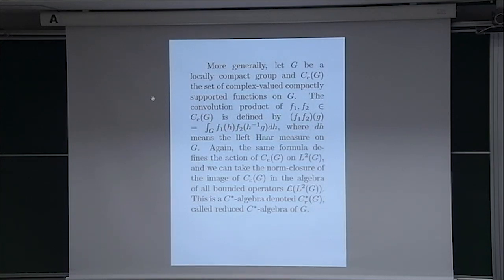So the C-star algebra, which is the closure of this convolution algebra acting on L2, will be called reduced C-star algebra. Actually, there is a bigger algebra which is called full C-star algebra, but we'll need only this one, and this will be denoted like this, C-star reduced of G.